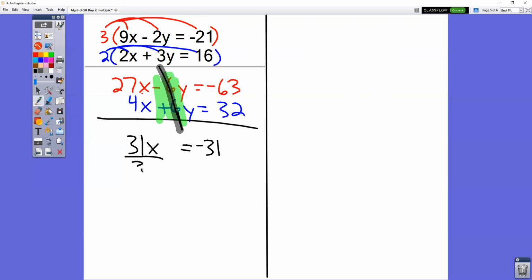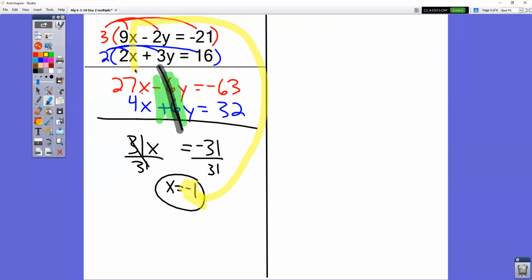Solve this equation. Divide by 31, divide by 31. You get x equals negative 1. So that's one of my answers. Now I need to take that negative 1 and sub it in for x in either equation.